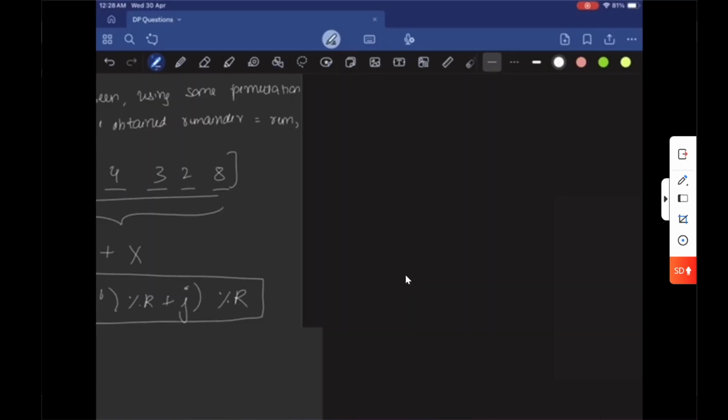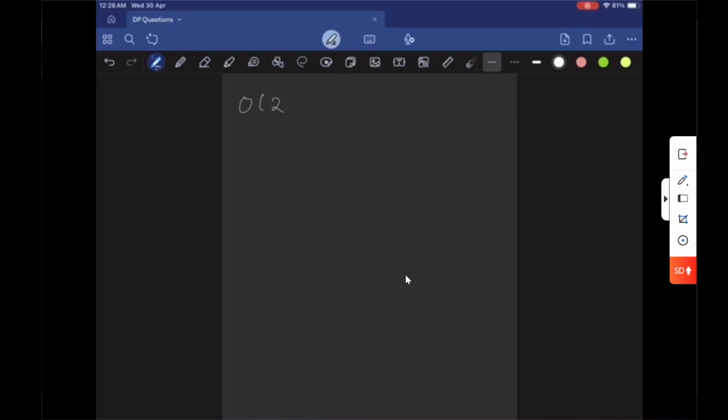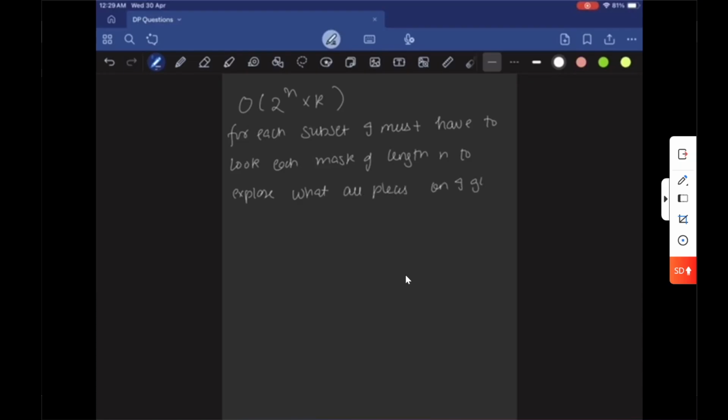This again tells us that initially I had 2 to the power of n into k dp states, but for each subset, for each mask of length n, I have to explore what all places can I go. This means the time complexity would be 2 to the power of n for each mask. For each remainder that it could have, I would have into k. Each particular mask, I need to check that whole mask, and that would take me n.